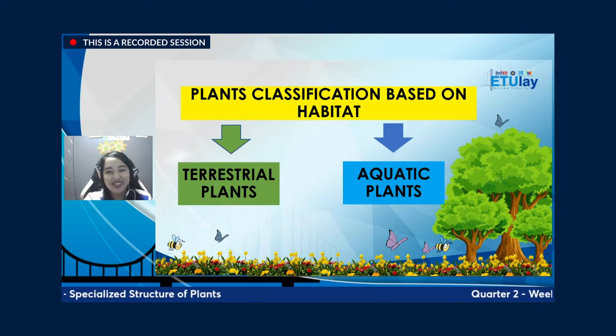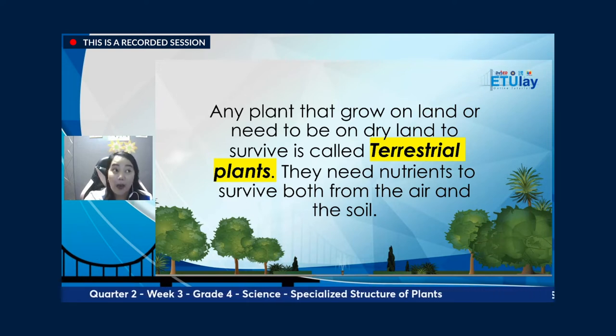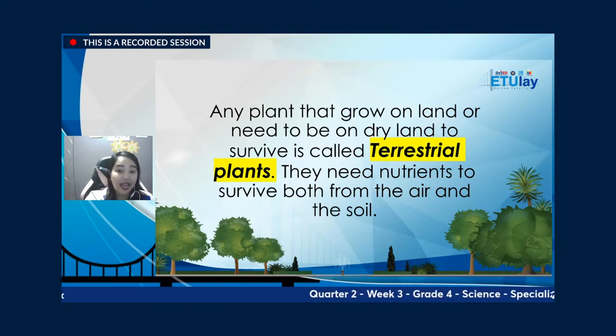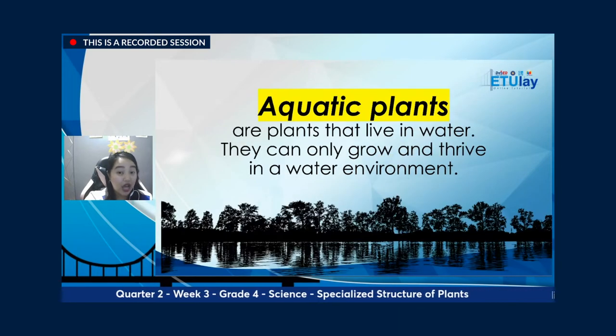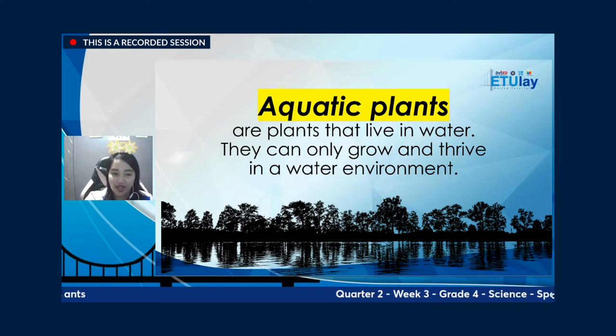Okay, let's proceed. Any plant that grows on land or needs to be on dry land to survive is called terrestrial plants. And they need nutrients to survive both from the air and the soil. And the difference between terrestrial and aquatic plants is that while terrestrial plants live on land, aquatic plants are plants that live in water. They can only grow and thrive in a water environment.